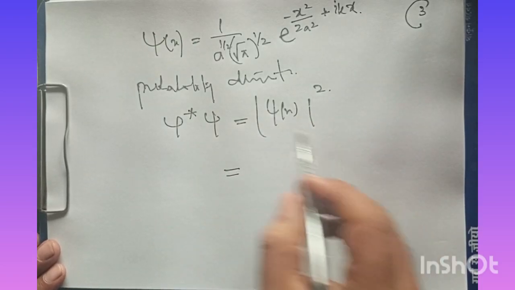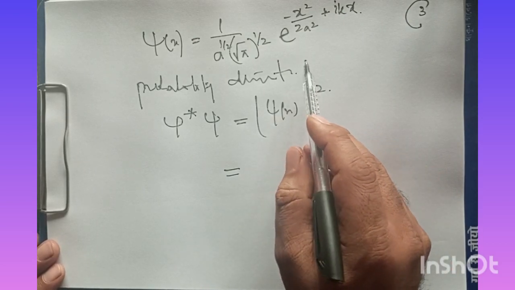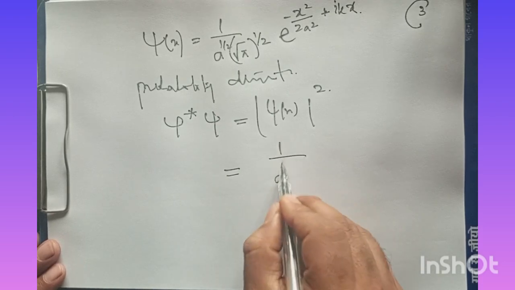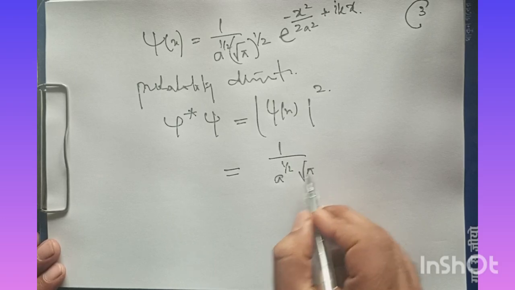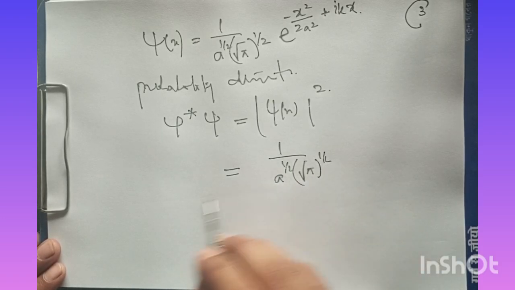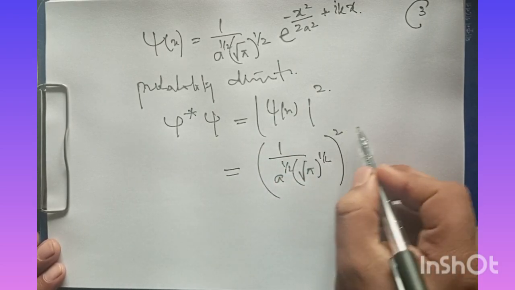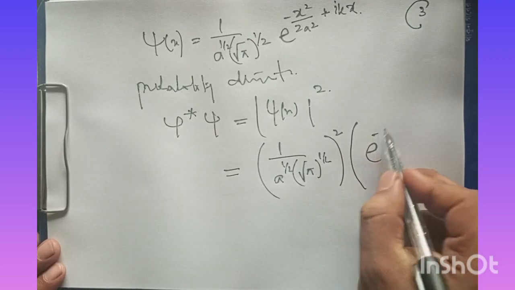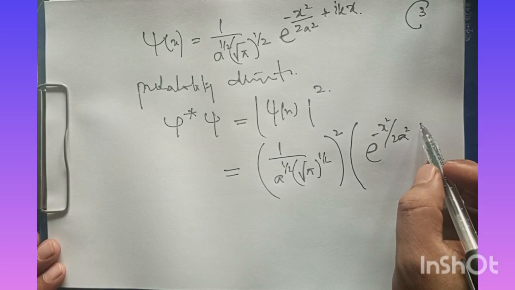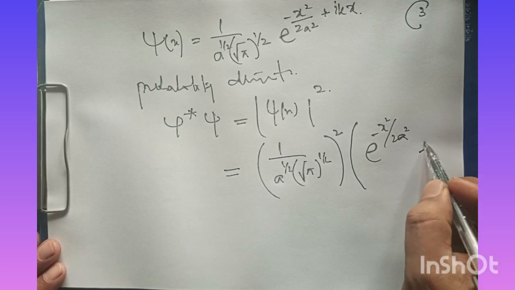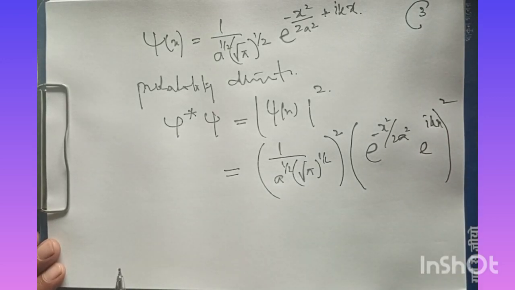Now, when we do that, we will have the square of everything that we have here: 1 by a to the power of 1 by 2, then square root of pi raised to the power 1 by 2, and we will have the square of this. Then we will have the square of e to the power of minus x square by 2a square, into e to the power of iota kx whole square. This will be the case.